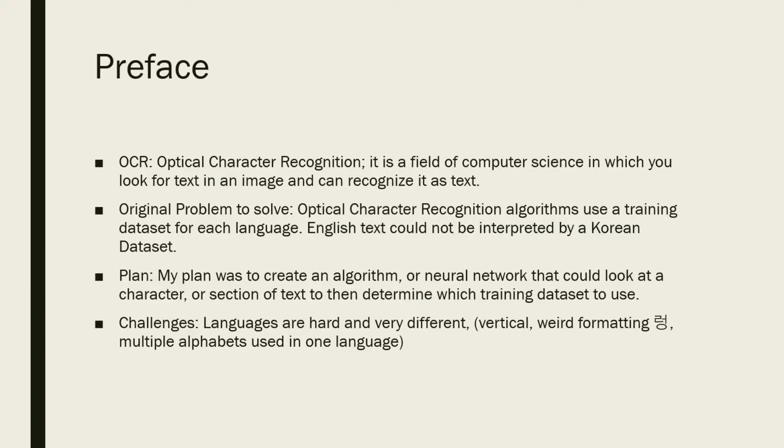Now, there are a couple of different challenges with this, such as languages are hard. They're not consistent, they can be vertical, they can be horizontal, they could be backwards. There can be weird formatting, such as shown here, a Korean participle with 3 different Korean characters. To read this, you read from the top left to the top right to the bottom, and then you can also move to the bottom left and to the bottom right. However, there are different forms of that, and I felt like that would be difficult to determine as a single character or participle.